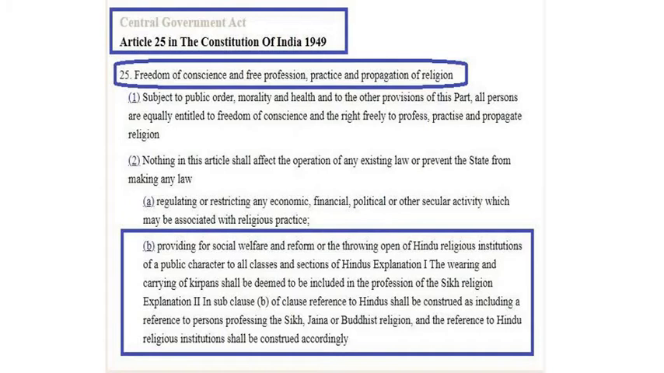All persons are equally entitled to freedom of conscience and the right freely to profess, practice and propagate religion. That means if I am from one religion, then I can spread my religion with free profession, practice and propagation. Article 25 deals with this: all persons are equally entitled to freedom of conscience and the right to freely profess, practice and propagate religion.